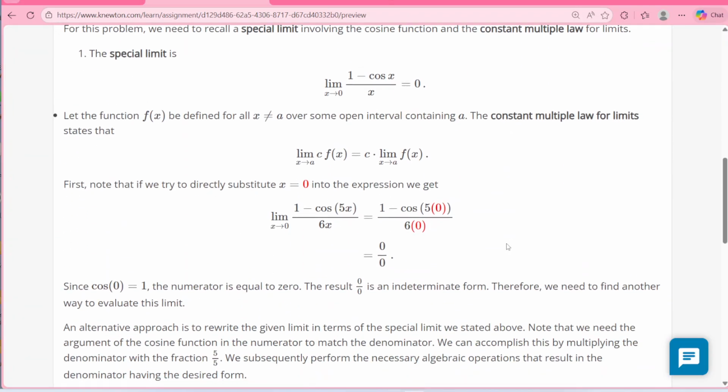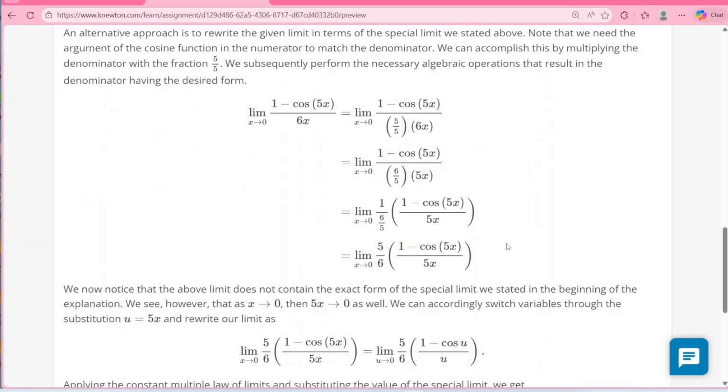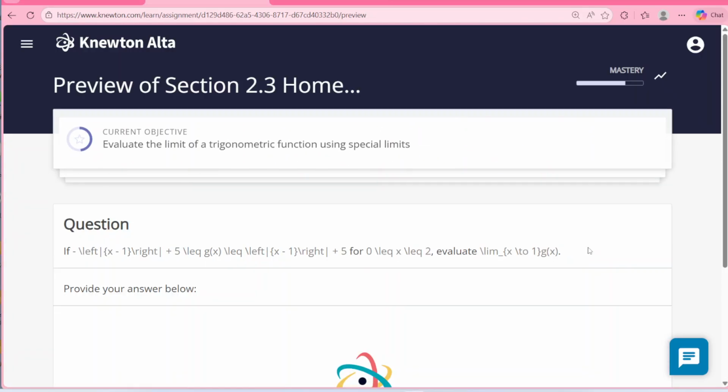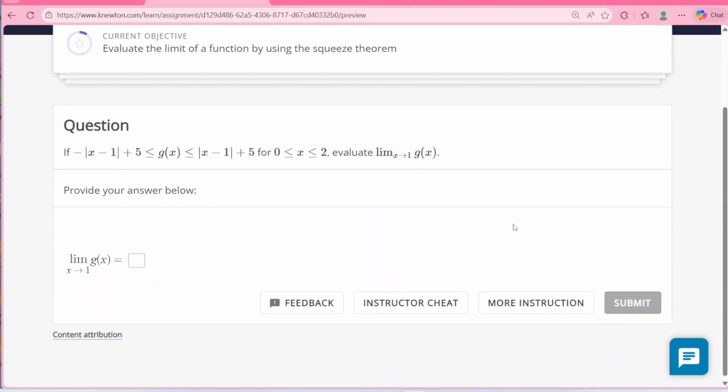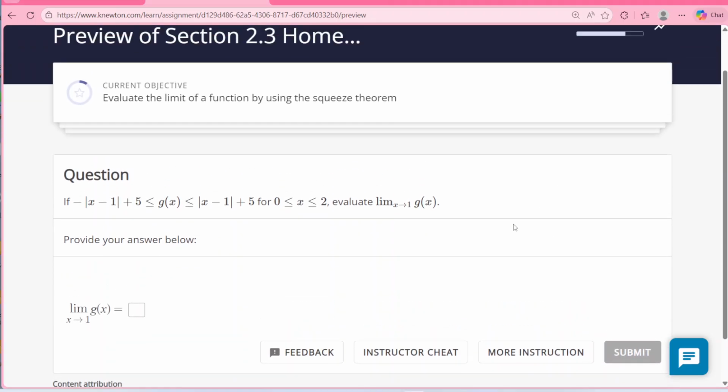And they go through all the same stuff. All right, so squeeze theorem. All right, so look, they're saying use the squeeze theorem. Right? If this is true, right, for x between 0 and 2, so near 1, right? The limit as x approaches 1 of g.